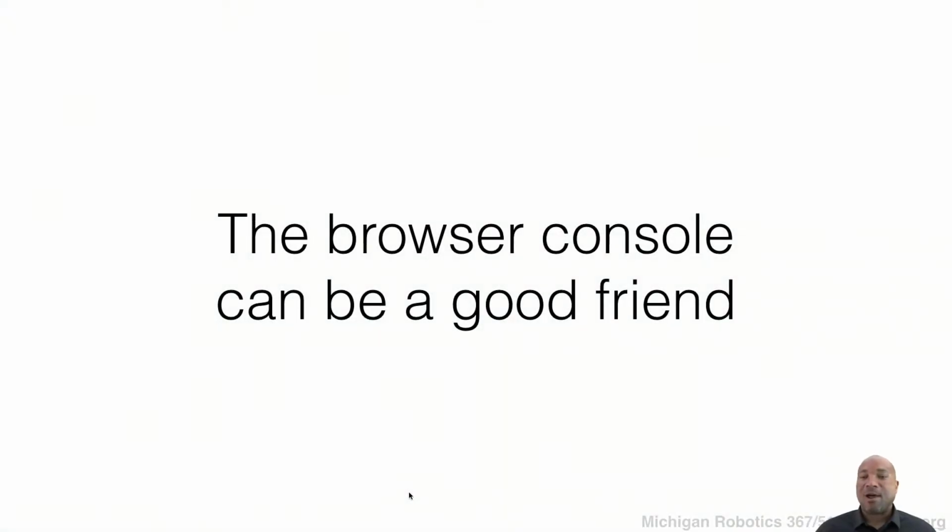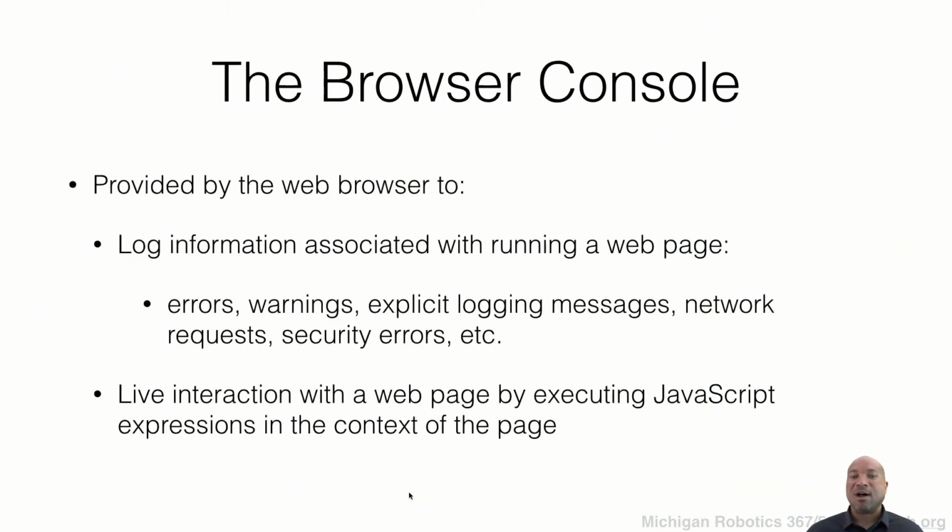In these cases, the browser console can be a very good friend, one of your best friends, when you need to debug these types of issues. The browser console is provided by the browser to log information that's associated with running a page in real time. It logs errors, warnings, explicit logging messages, live requests, security errors, and it also provides live introspection so that you can interact with your web page that's running or your code that's running with JavaScript expressions in real time. That's really helpful, and you can walk through your code. So this debugging is, I think, pretty good.